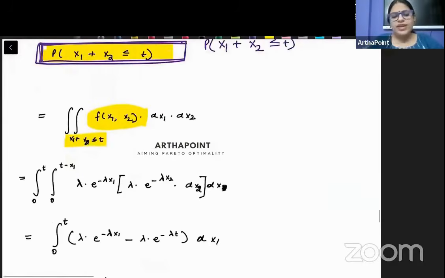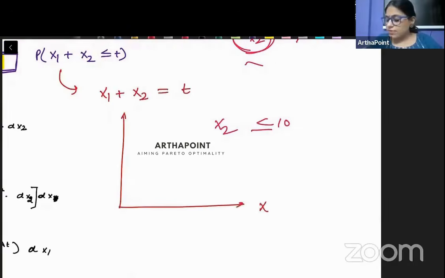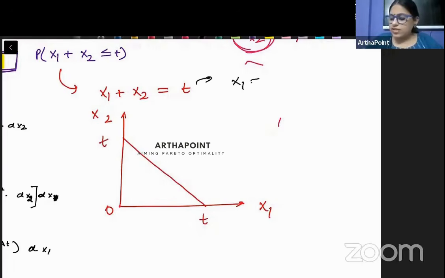If I want to plot this, how can we plot it? I am going to take it with an equal to sign first: x1 plus x2 is equal to t. I am taking x1 here and x2 here. Because x1 plus x2 equals t, this will be a line like this. Here t will come and here also. When you put x1 as 0, the value of x2 will be t, and when you put x2 as 0, the value of x1 will be t. So you will get something like this.